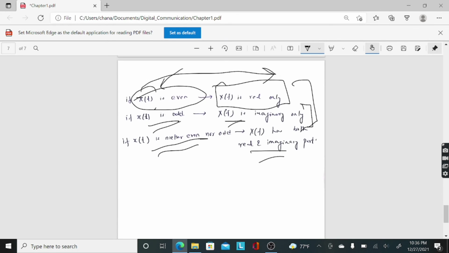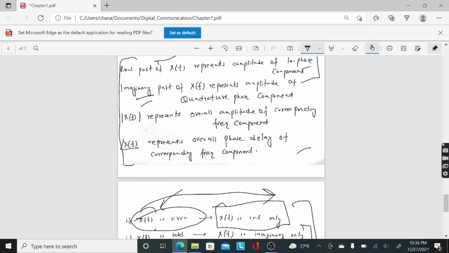In that case, your X(f) will have both real as well as imaginary parts. So hopefully this helped you understand very high level basics of digital communication, what is a frequency domain and what is a time domain representation, and what is the meaning of the real part and the imaginary part of frequency domain representation. In the next class we'll go into details of what we call the Nyquist theorem and the proof of that.